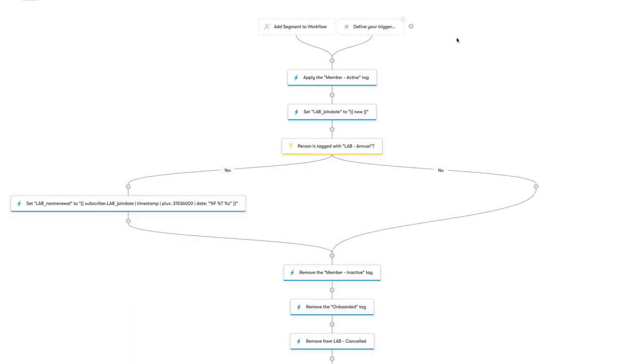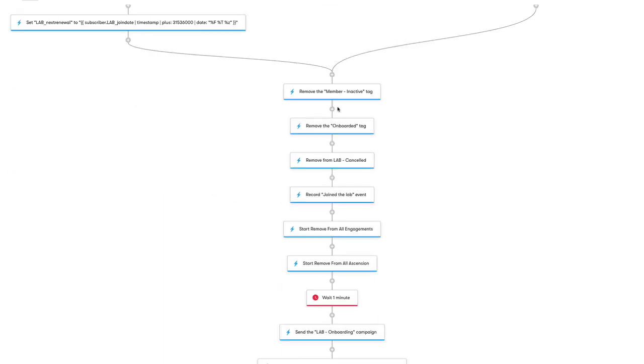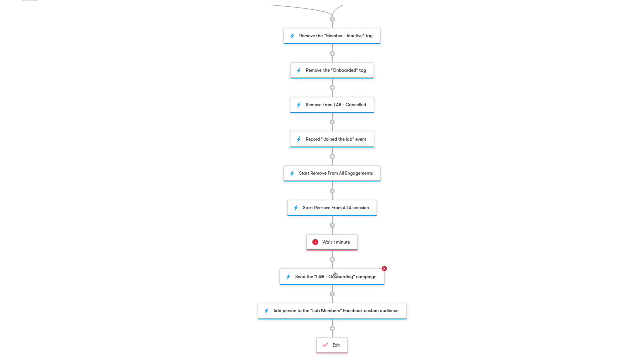If we head over to, this is my workflow for if somebody joins a lab membership. Once again, my shopping cart system would send them into this, but then we apply the member active tag. This is what gives people access to lab membership content inside the lab. I can set their join date so I know what it is, and then I can say if they're an annual member, I can set the next renewal date, okay? If they previously had canceled and they're tagged as an inactive member, well, now we remove that, take out the onboarding, right on down the line. We take care of a few logistics here. We wait about a minute. I send them the onboarding campaign. I add them to a Facebook custom audience for lab members. It's pretty cool what you can do.